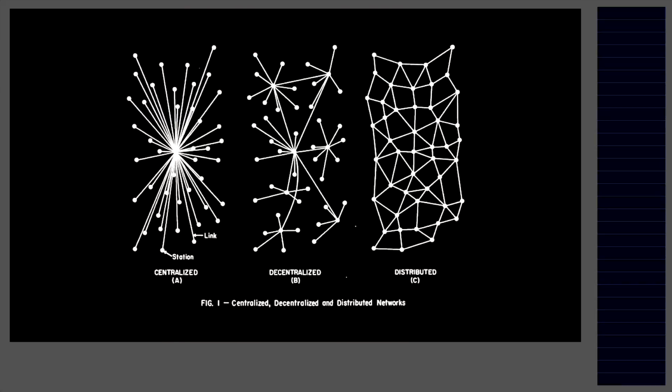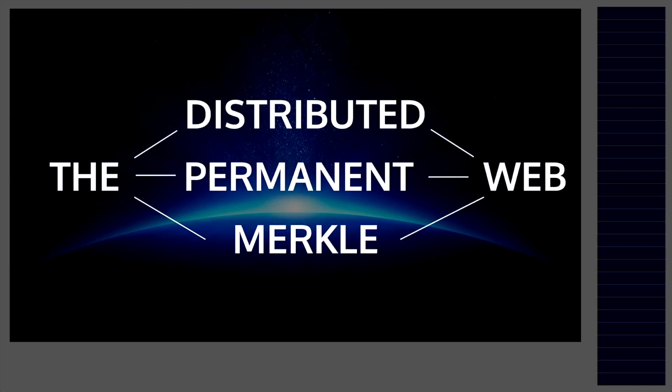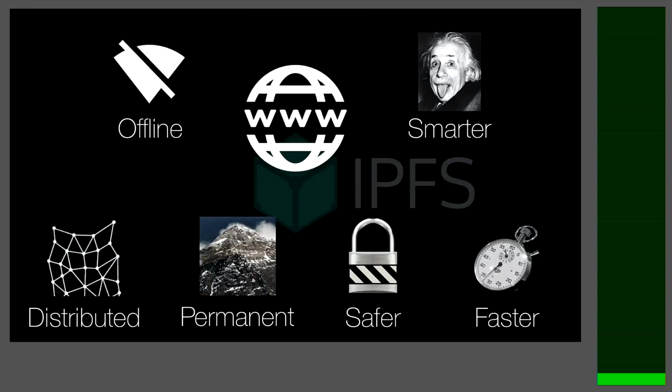And so the web right now is very centralized. Some aspects are decentralized, but what we really would love is a fully distributed web, where there's no single point of failure, no single point of attack for bringing down infrastructure. So IPFS is a protocol to upgrade the web. We call it the distributed web, or the permanent web, or the Merkle web, for Merkle tree hashing. It's offline, or it can be offline. It's smarter, distributed, permanent, safer, and faster.